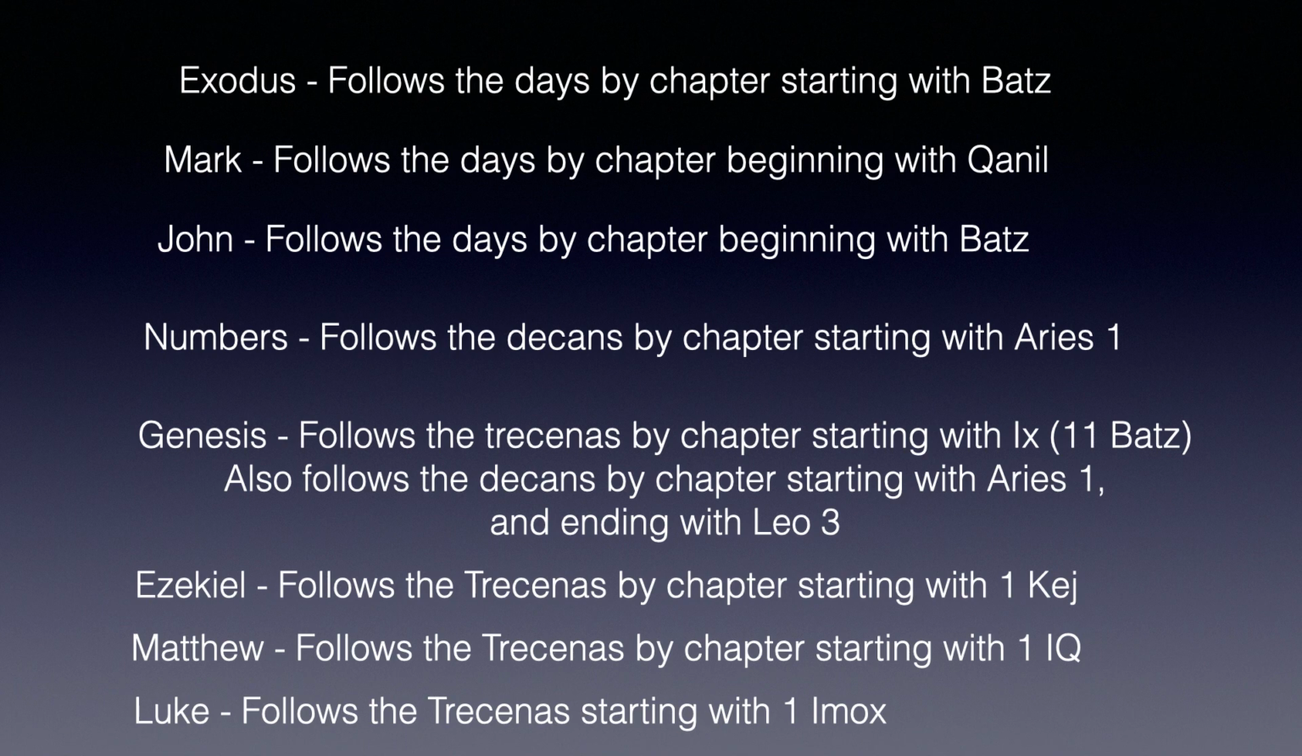You can also notice changes in these things. I didn't put Deuteronomy in here. Deuteronomy also follows the days by chapter. It doesn't follow the Trecenas. It follows the days by chapter. But Exodus follows the days perfectly by chapter, starting with Bots, goes around twice. 40 chapters. 20 days, twice.